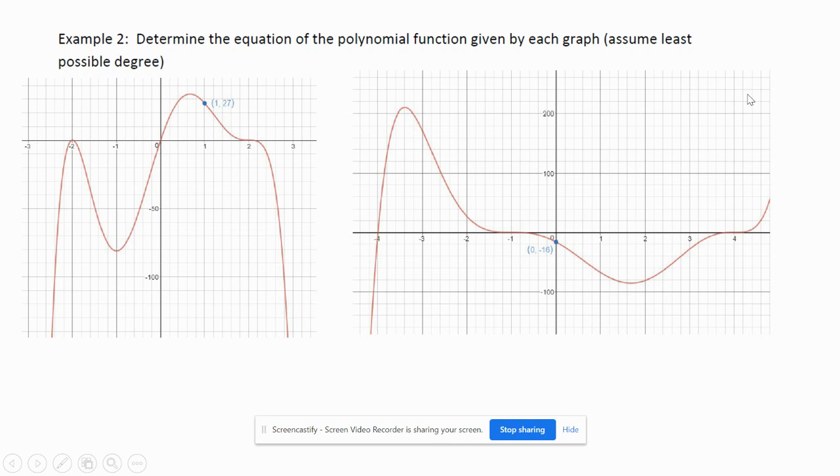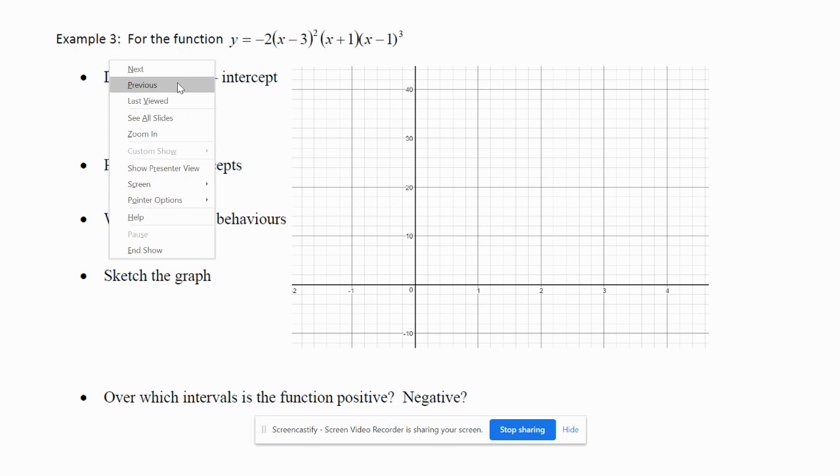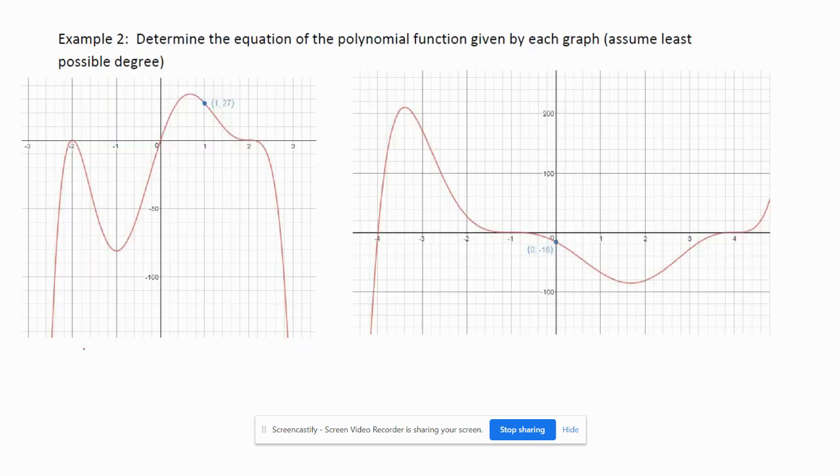Okay, so for example 2, determine the equation of the polynomial function given by each graph. Assume the least possible degree. Okay, I'll explain what this part means in a second. So we're going to start by writing out all of our factors, in factored form. So this one's going to look like y equals (x + 2), the middle term is x, that's this one over here, and this one is going to be (x - 2).